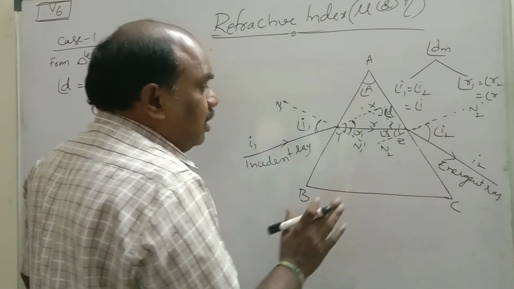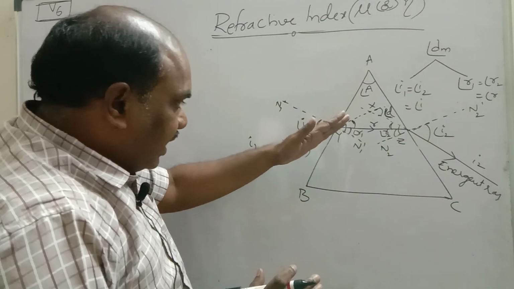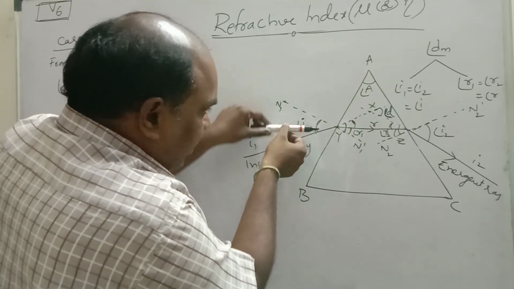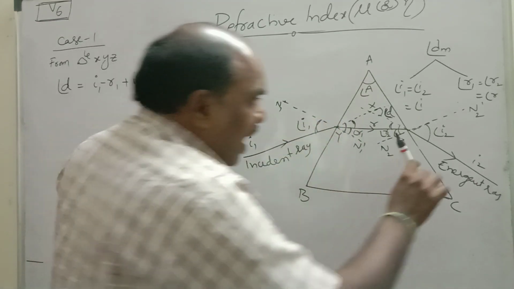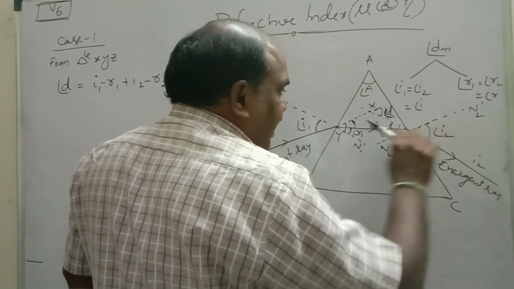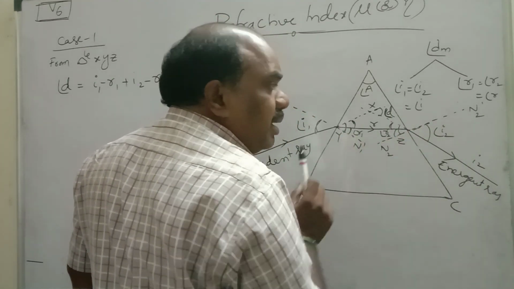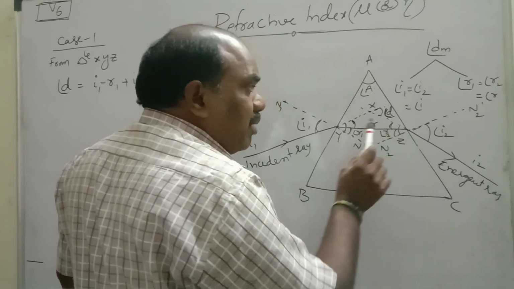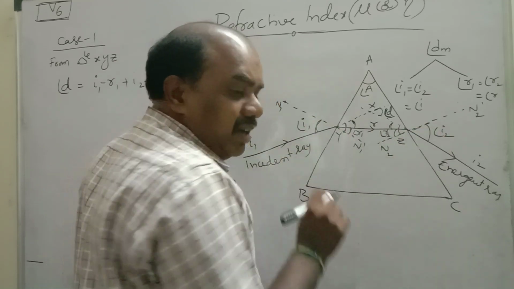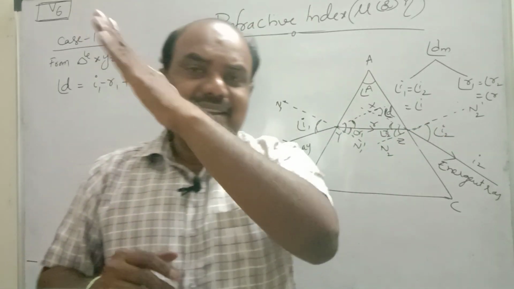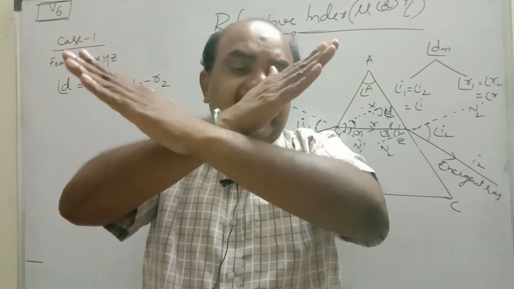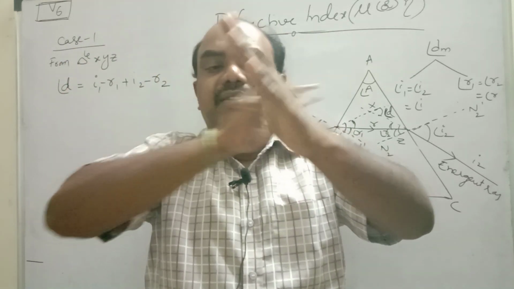Once again I am repeating: if you decrease the angle of incidence like this, angle I decreases. If angle I decreases, angle I2 also decreases. At a particular instant, the angle of deviation will be minimum, and you can immediately observe that these two angles will be equal. Simple. This is the incident ray, this is the emergent ray. If you change the incident angle, automatically the angle of deviation changes.